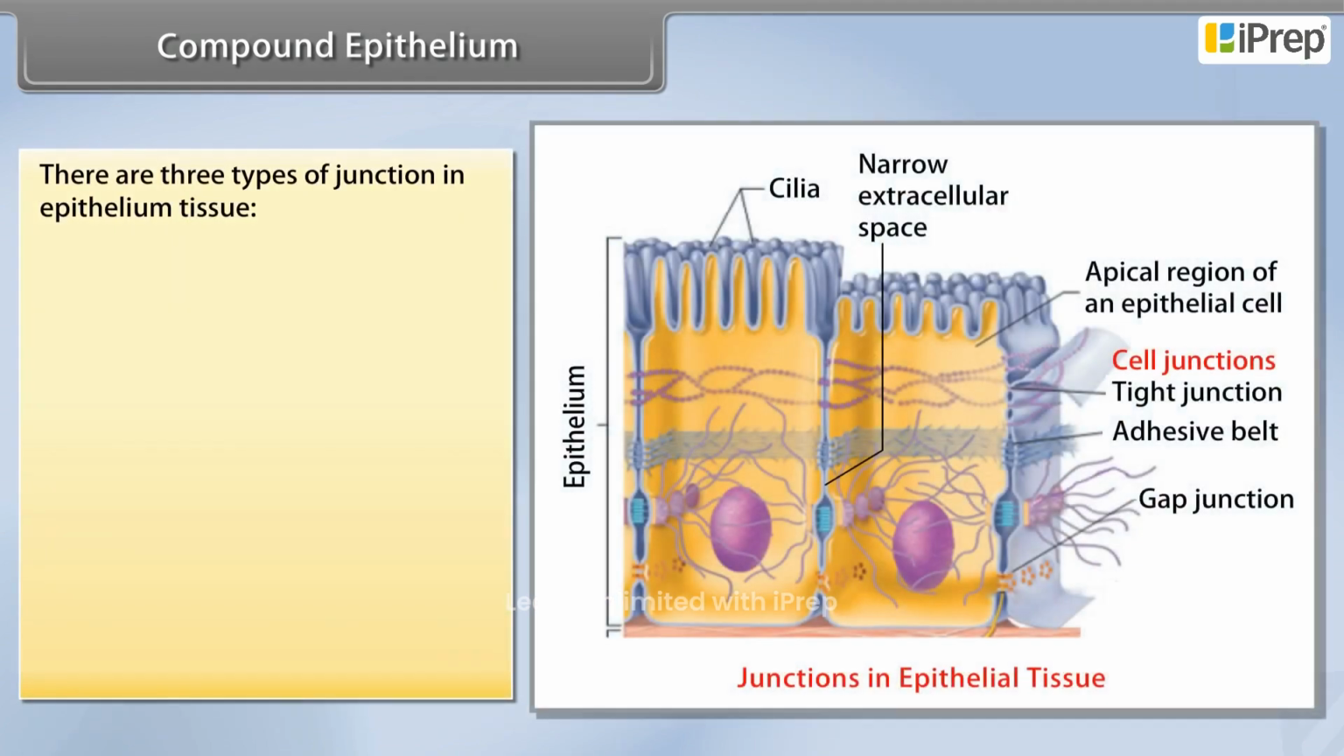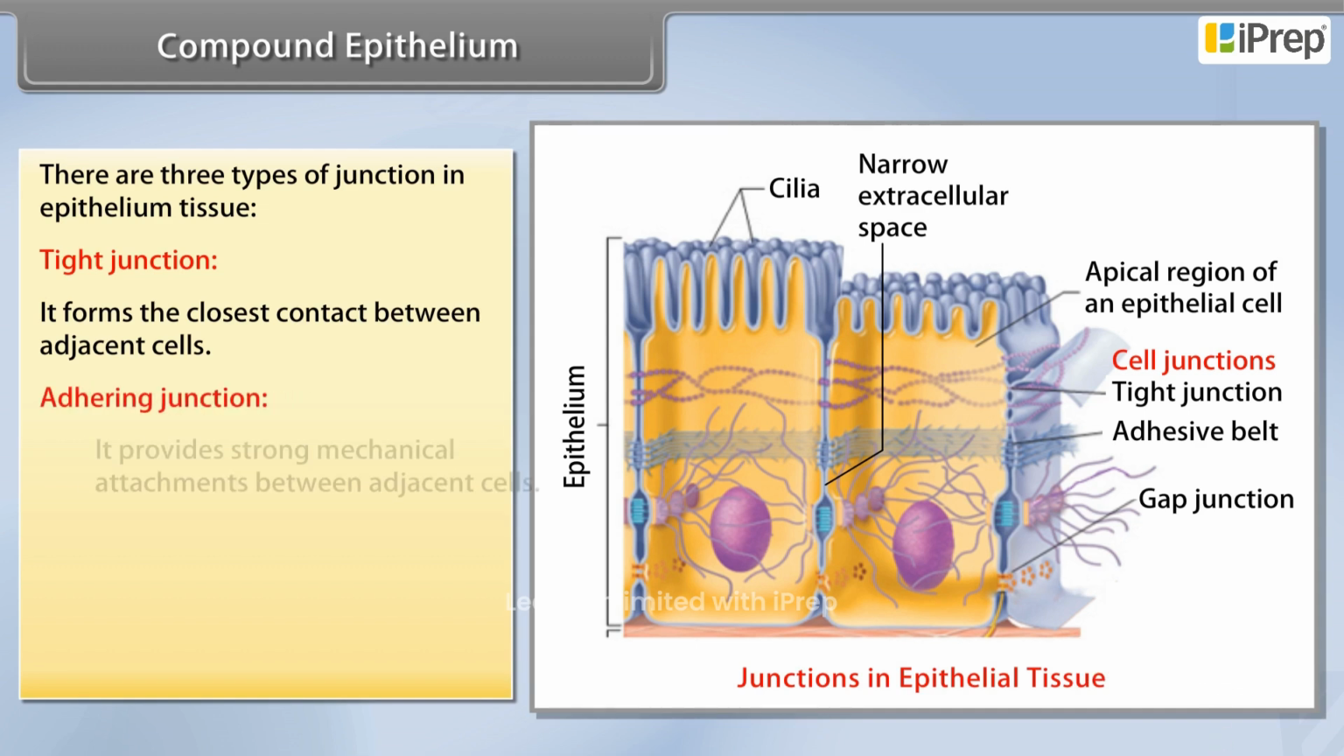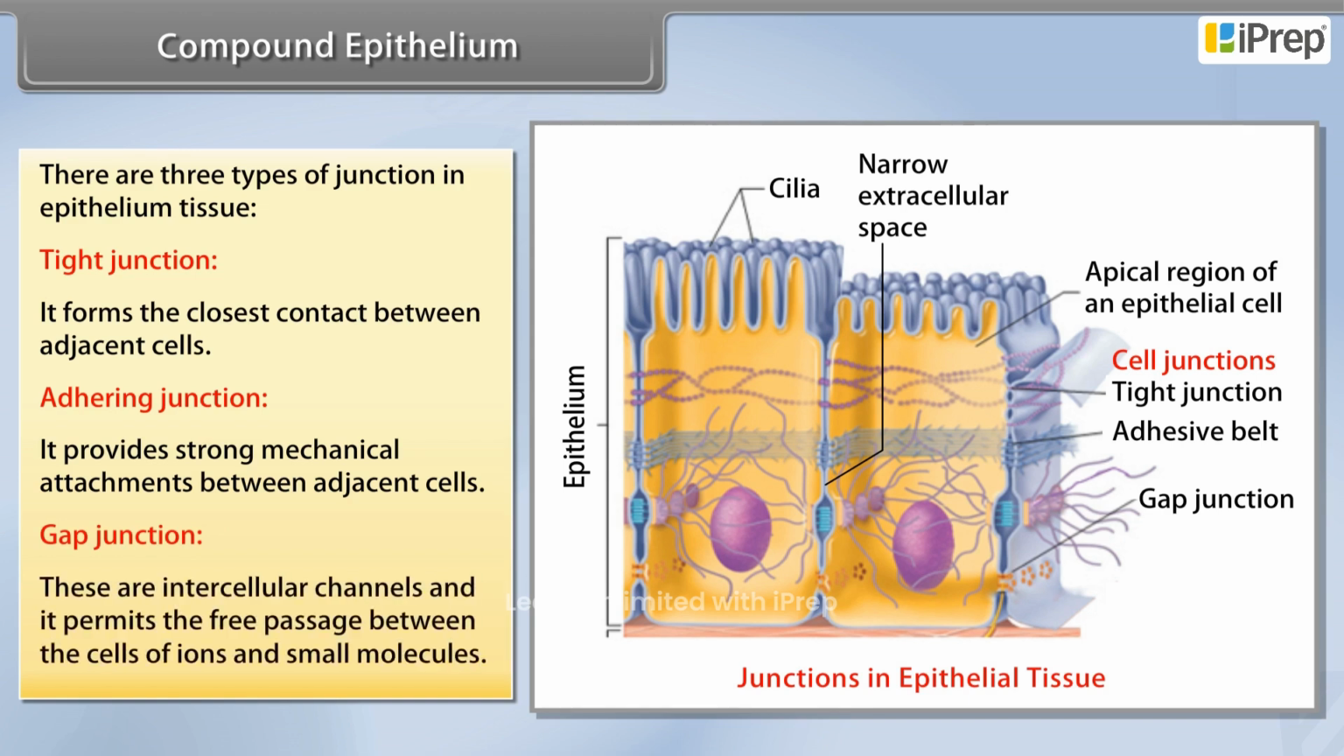There are three types of junction in epithelial tissue. Tight junction. It forms the closest contact between adjacent cells. Adhering junction. It provides strong mechanical attachments between adjacent cells. Gap junction. These are intercellular channels, and it permits the free passage between the cells of ions and small molecules.